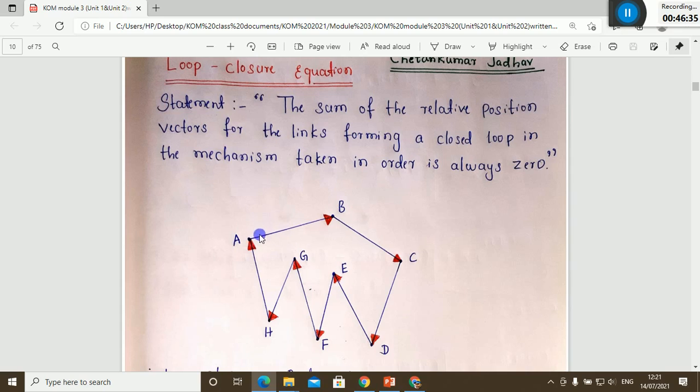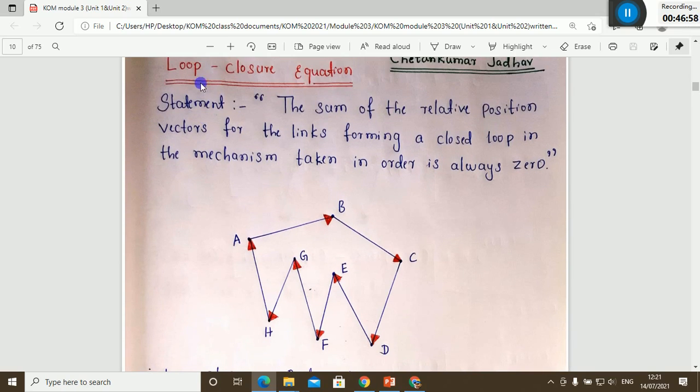So this is one kinematic link, which I can represent as a vector AB. This is one more kinematic link, I'll represent with a vector BC, in a similar manner. I can represent the kinematic links in the form of vectors, so that I can find out the displacement, sorry, the velocity and the acceleration.